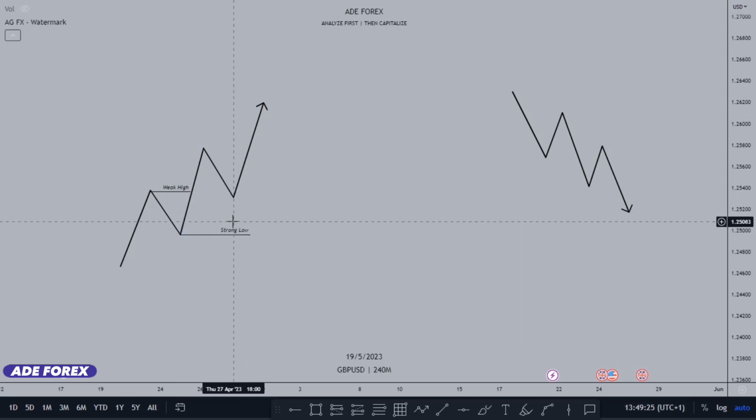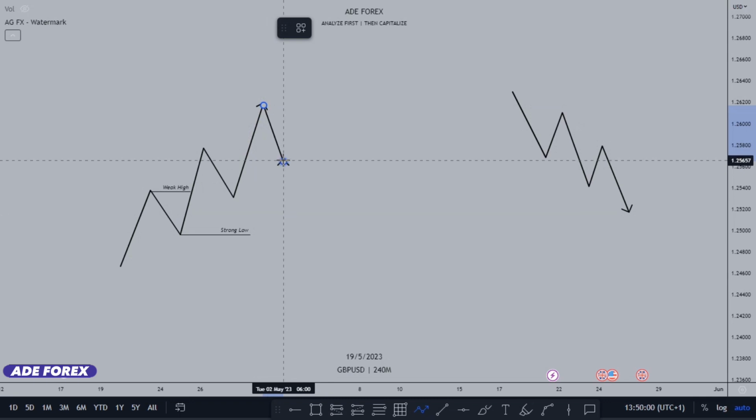Now, why do I call this a weak high and why do I call this a strong low? The reason is that this high is not strong enough to break a structure. A strong low is not a strong low until it has broken a structure. So in a bullish trend, for example, we are bullish and we are currently coming towards the downside. Now this is a strong low already, because it has broken a structure.